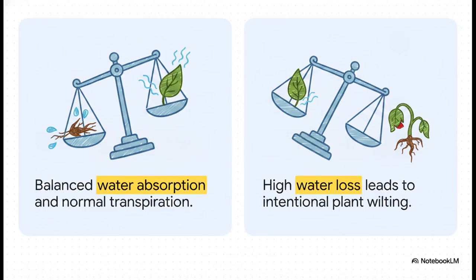Here we're comparing two different scenarios using a visual scale. On the left side, high water absorption perfectly matches normal transpiration. The scale is balanced, everything is functioning great. But on the right side, we see the scale tip completely. Water loss is drastically exceeding water absorption. And when the scale tips, that whole negative pressure system fails. And what happens next? Well, we loop right back to our very first hook. The plant wilts. It intentionally droops to put a cap on that massive water loss just to survive the imbalance.